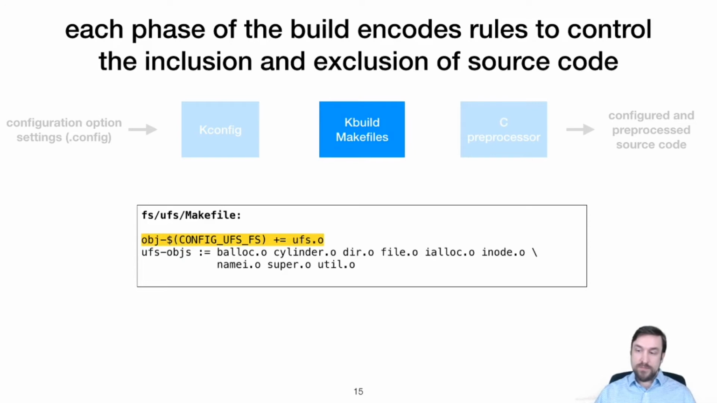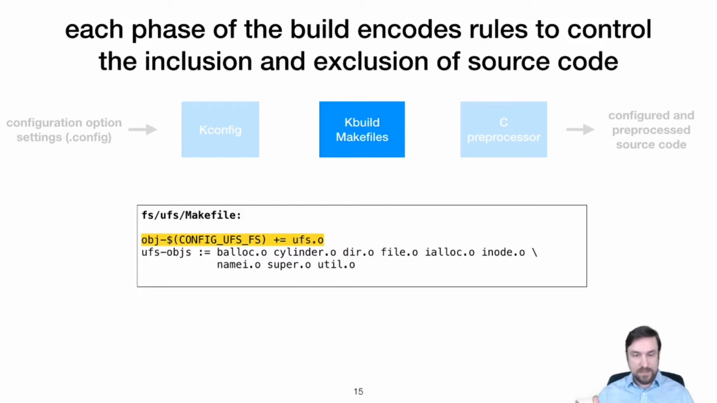Kbuild Makefiles do conditional compilation of entire C files. In this case, these source files here, balloc.o, cylinder.o, are the object file names of these source files. They're linked into this ufs.o file. But all of these files are only compiled and linked if the ufs.fs configuration option is enabled. That is, if you have Unix file system turned on in your configuration, if you've turned that on in menuconfig or however you're configuring the kernel.